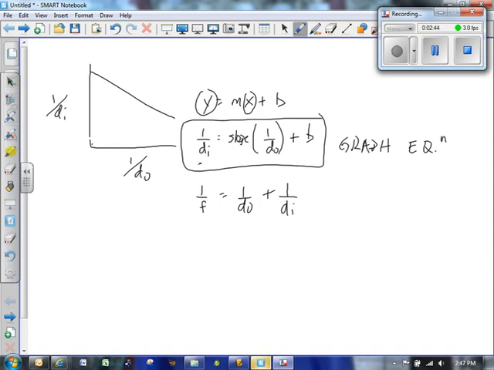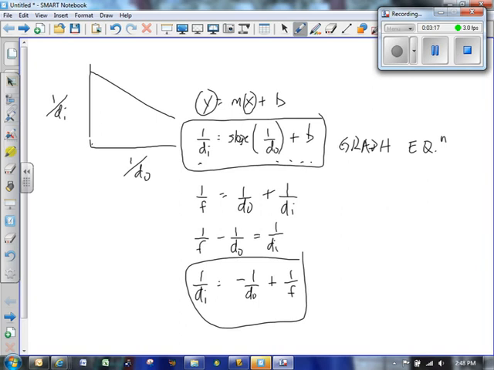I end up getting 1 over f minus 1 over do equals 1 over di. Make sense? Well, it still doesn't look exactly the same. So let's just swap places here. Let's say 1 over di is equal to negative 1 over do plus 1 over f. That's the same thing, and that's better because it takes the exact same form as the equation that I have up here. 1 over di, something times 1 over do, and then we've got b being the y-intercept or 1 over f there.